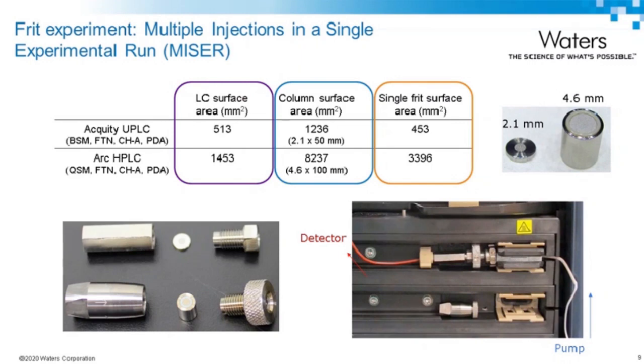So we took just 1 frit, placed it in a holder, left bottom corner, and on the right corner, that holder was placed between a pump and detector. I stress here that there is no column in the following experiments that I'm going to describe. It's just a frit that is exposed to the sample.